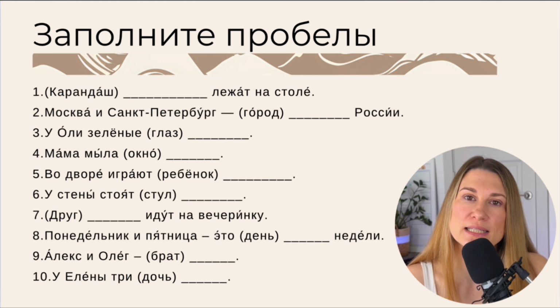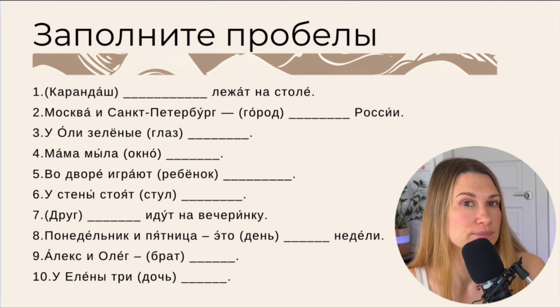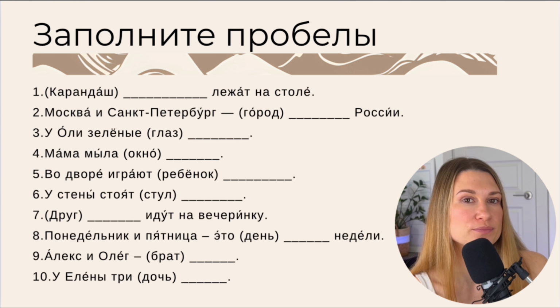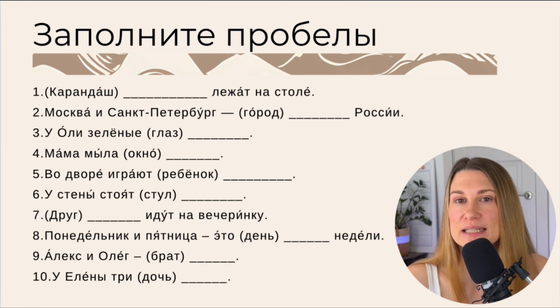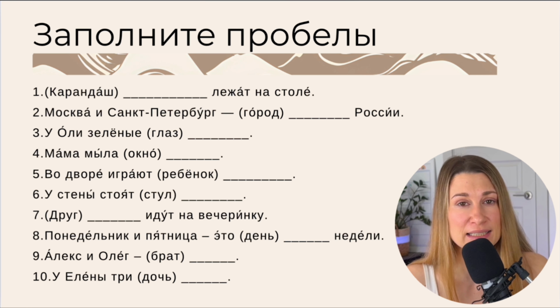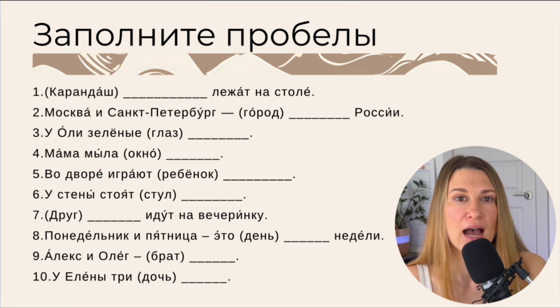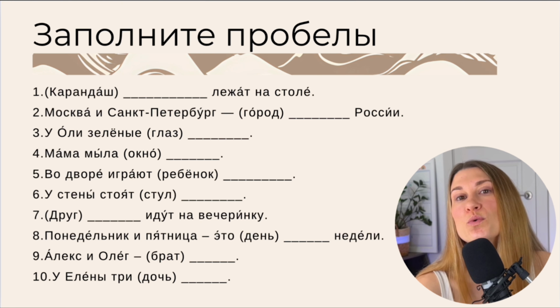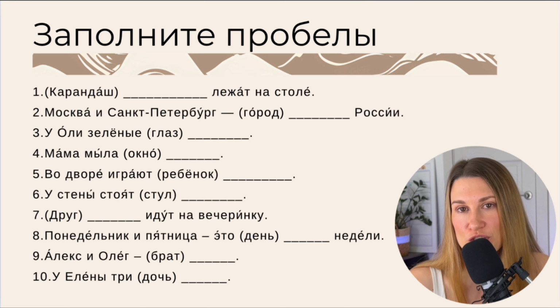У стены стоят стулья. Друзья идут на вечеринку. Понедельник и пятница – это дни недели. Алекс и Олег – братья. У Елены 3 дочери. Alright, almost the end of the video.